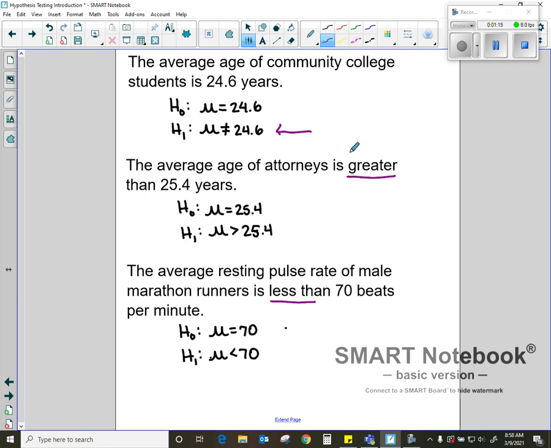So if we have mu not equal to a number for our alternative here in this first example, that tells me that I'm looking at a two-tailed test. On this second one, since the alternative hypothesis is that the mean is greater than a number, that would be a right-tailed test. And on the third one, if we're testing the alternative that mu is less than a number, that gives us a left-tailed test.